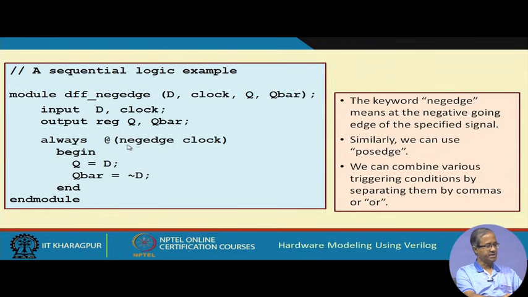Just again to repeat, we mentioned this in detail earlier, what is the meaning of negedge. Negedge means whenever this signal is having a negative going edge. Negative going, as I told, means either 1 to 0, or 1 to x or z, or x or z to 0. Similarly, if you want it triggered on the positive edge, you can use posedge instead of negedge. And several conditions you can separate by commas or or.